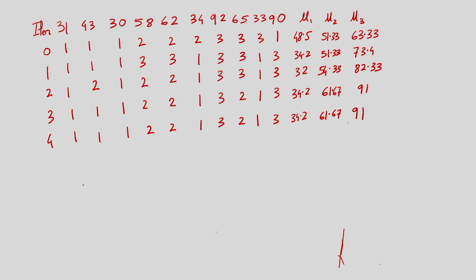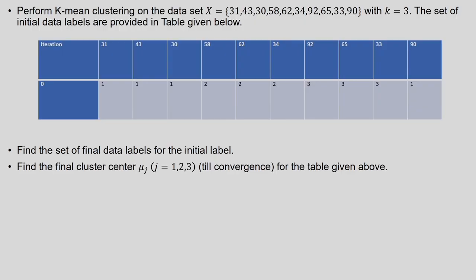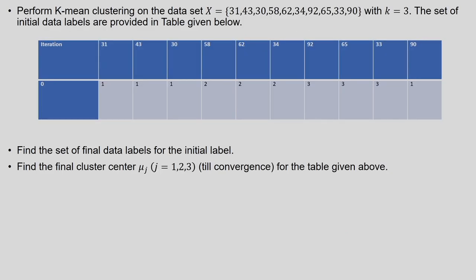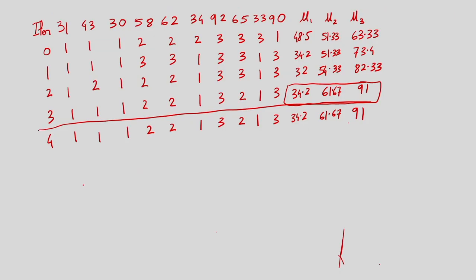So it is already assigned to the cluster center. This is the final label, and these are the cluster centers. Here you have to find the set of final data labels for the initial labels. In iteration 3, the values are 111, 123, 213. These are the final data labels. For the second part, find the final cluster centers for the table till convergence. These are the final cluster centers: 34.2, 61.67 and 91.